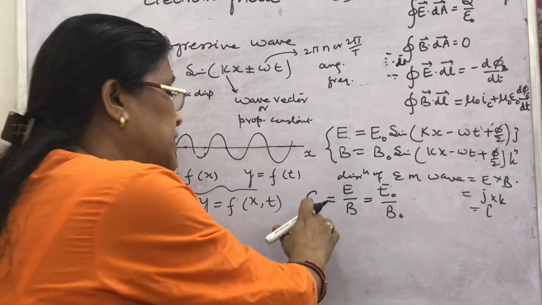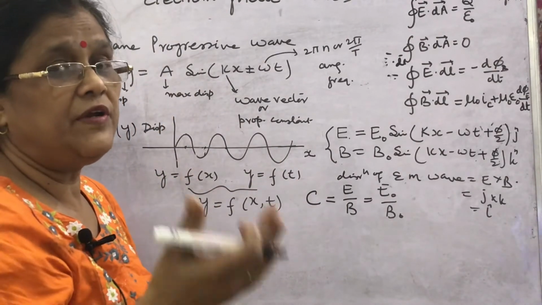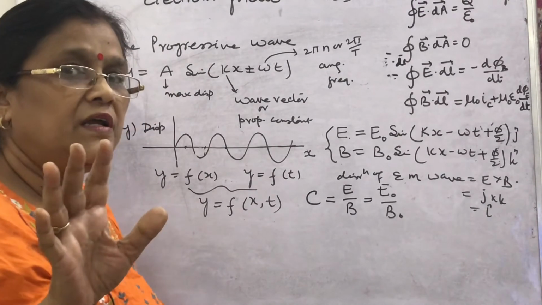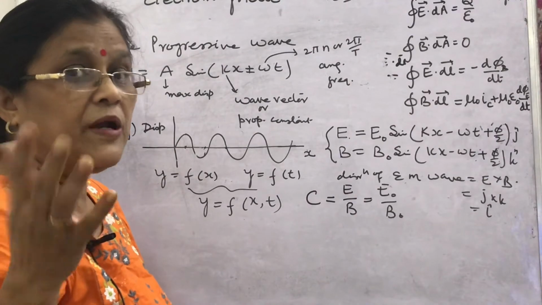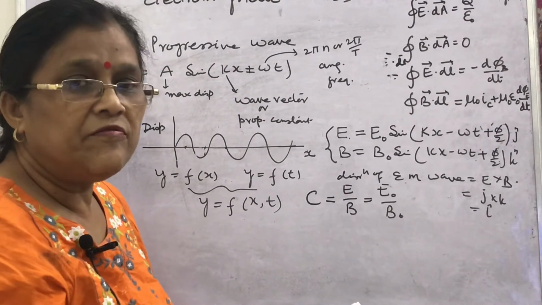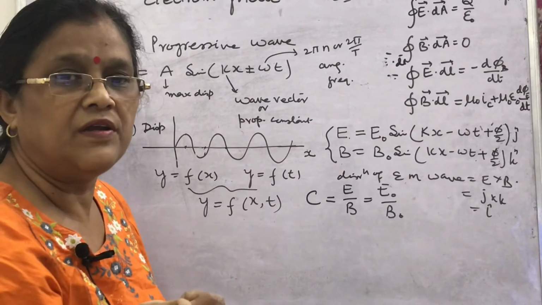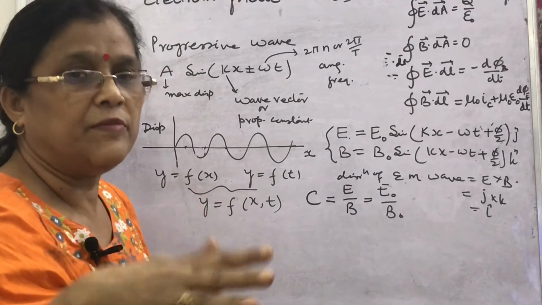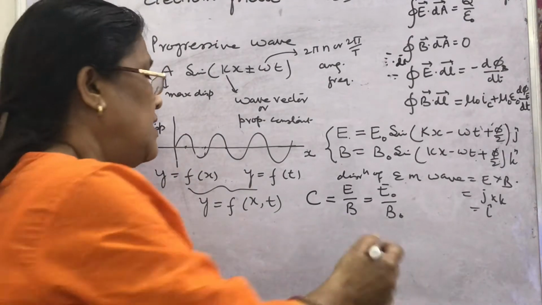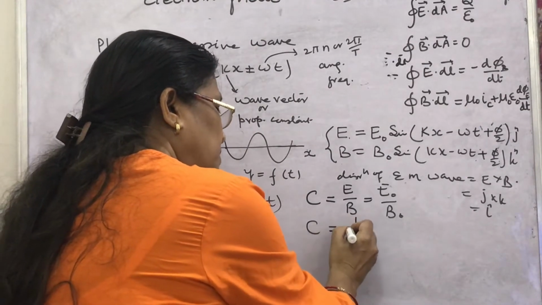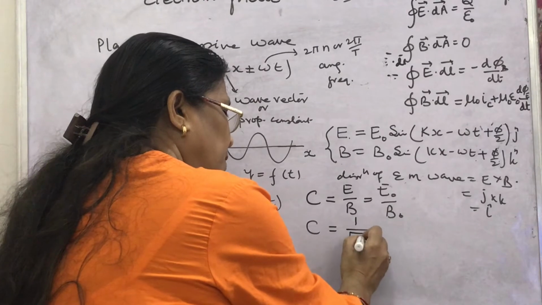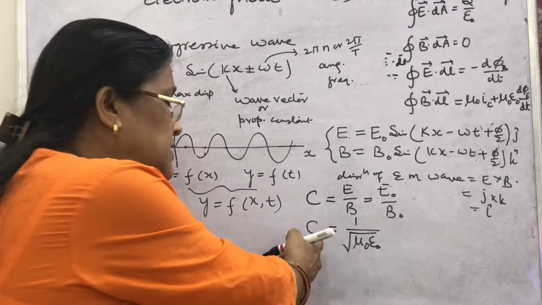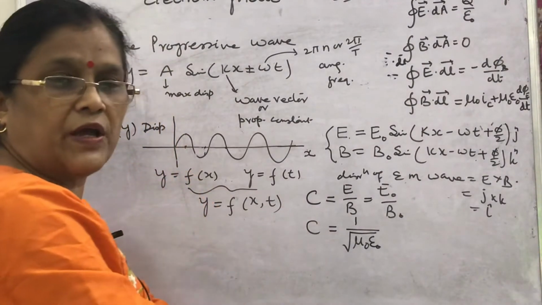How is the speed given? In terms of permittivity of free space and permeability of free space. You know these two terms, permittivity we have read in electrostatics, permeability in magnetism. What are EM waves? Made up of electric field and magnetic field. So how does the speed of EM waves depend on permittivity and permeability? This is given by the relation c equals 1 upon under root mu naught epsilon naught. This relation is for free space or vacuum.